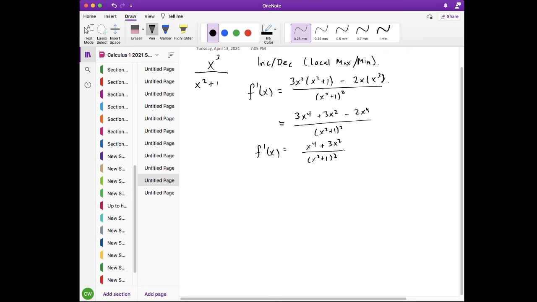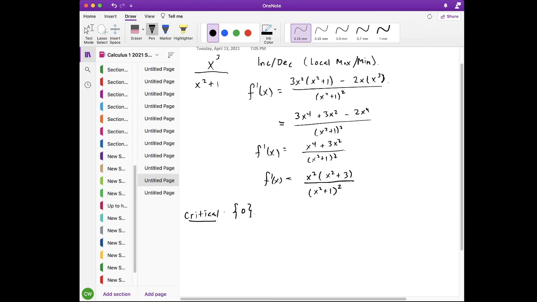Yeah, take out the x squared. You get x squared times x squared plus 3, and then x squared plus 1 squared. Okay, so what are your critical points? Just 0.